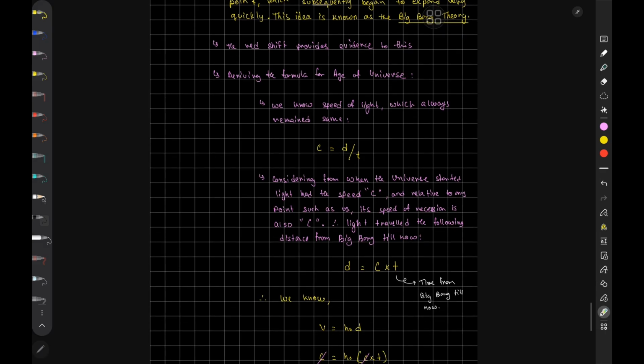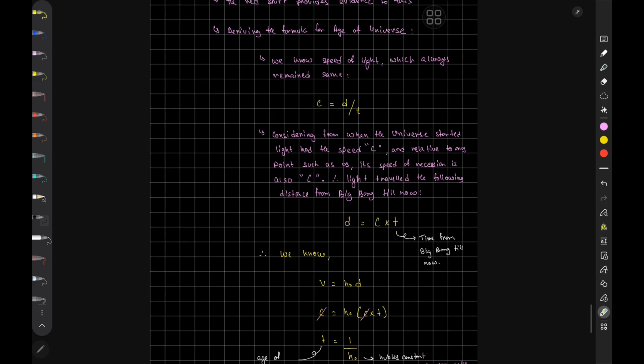But yeah, let's say we know the speed of light, which we do, and we are, by the way, finding out the age of the universe. So let's say we know the speed of light, and it has from eternity stayed the same, 3 × 10^8. So c, the speed of light, is equal to d by t. Velocity is equal to d by t, of course.